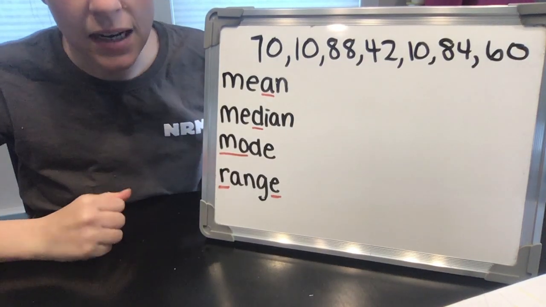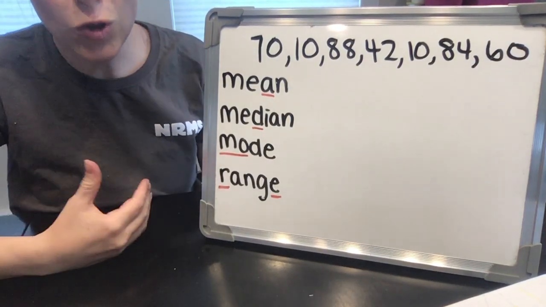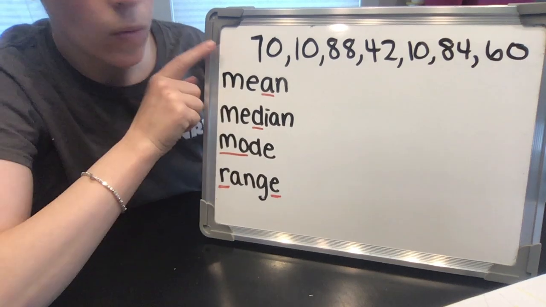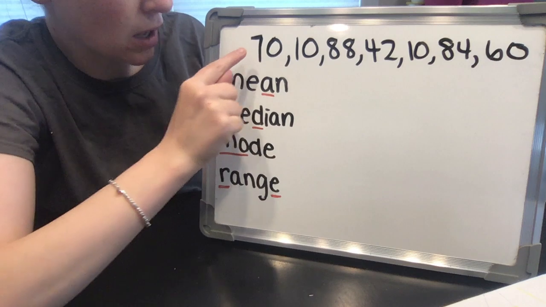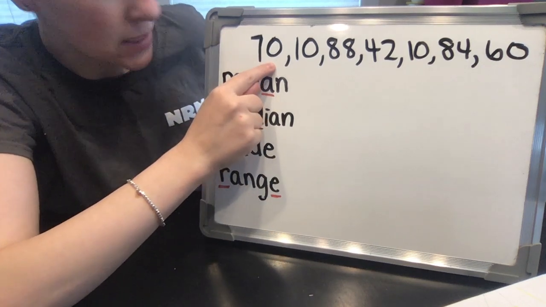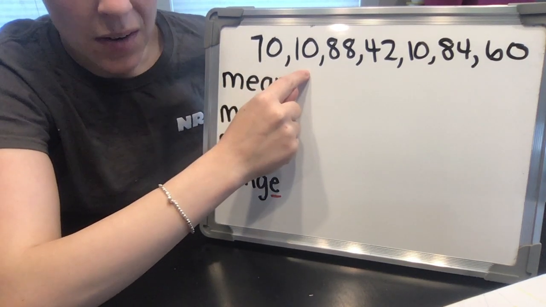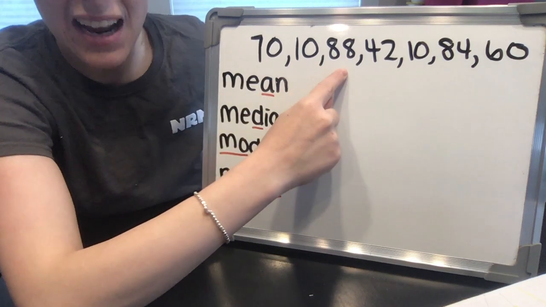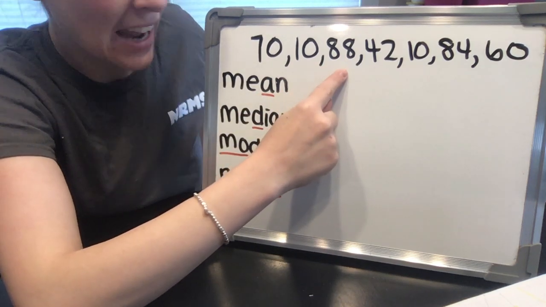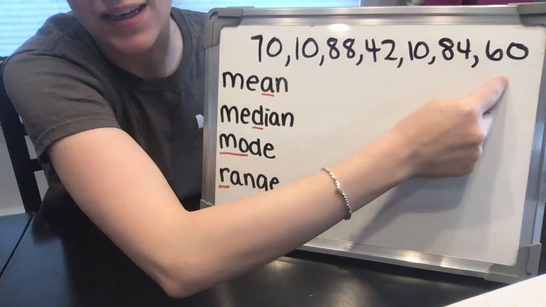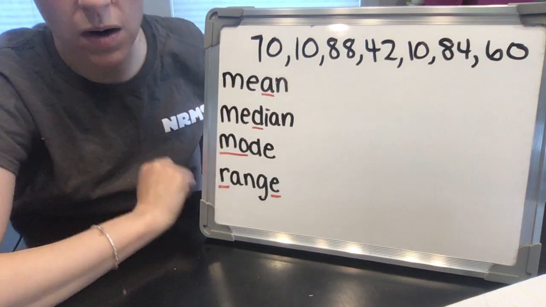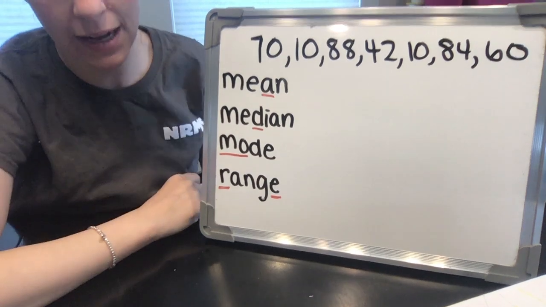I've given us a set of data today that represents my scores in my writing class. When I look at my scores, I noticed that I had some days that were much better than others. So I had a day where I got a 70. I got a day that I had a tough time and got a 10. Then I had a decent day after that, an 88. I got a 42, then a 10, and then an 84, and then a 60. So these are all of the scores that I got personally in my writing class.